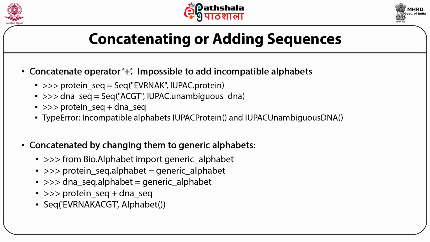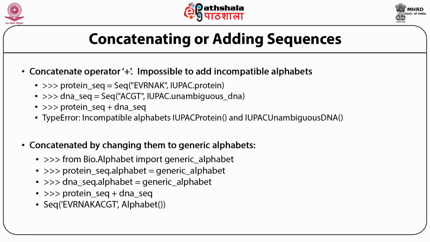So in rare cases, we say protein_seq.alphabet is generic_alphabet. I am saying the alphabet here is generic alphabet. Similarly, for the DNA_seq also, the alphabet is generic alphabet. So we use the attribute alphabet to convert the alphabets. In Python, whenever we use a method or attribute, we follow it by a dot symbol. So DNA_seq.alphabet is equal to generic_alphabet.